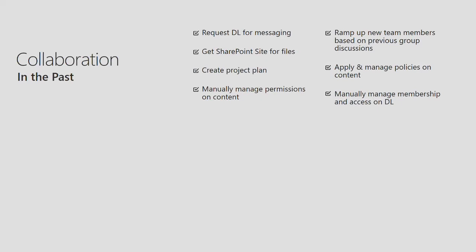So now let's talk about groups and the role groups plays in Office 365. Now in the past, when you would collaborate, if I was a leader of a team, an end user at an organization, and I wanted to start a project, I'd have to figure out, okay, where are we going to do our messages? I'm going to create a DL. Okay, I've got to figure out where we want to share files. Maybe I'll create a SharePoint site.